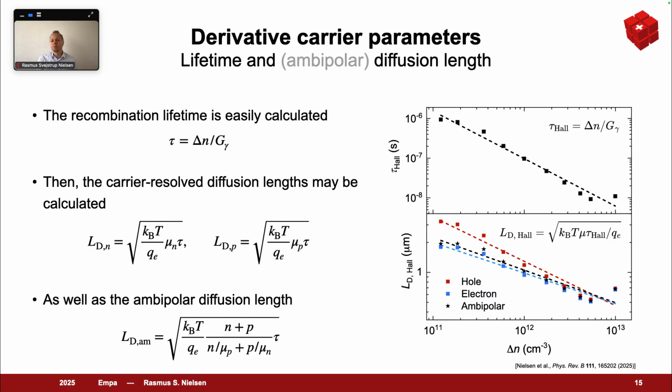Finally, as we know the absorbed photon density G, and now also the excess carrier concentration delta N, we can calculate some form of a recombination lifetime and the corresponding carrier-resolved diffusion lengths. Under high injection conditions, the ambipolar diffusion length is probably more appropriate, but as you can see in our case, the differences are negligible.